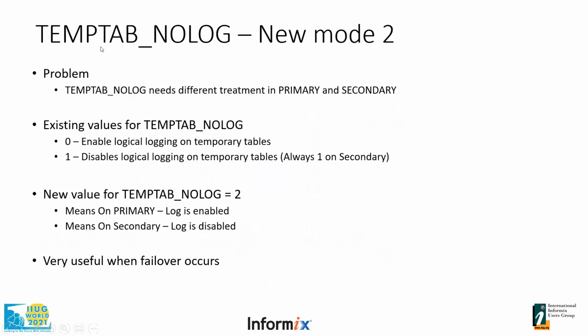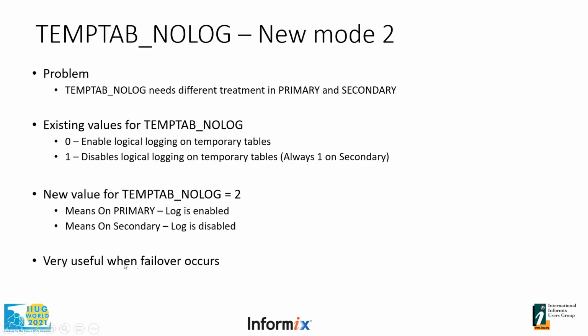The other feature extension that we did is in TEMPTAB_NOLOG, with a new mode called 2. The actual problem here is that today on the primary server, we always set it to 0 or 1, but on the secondary server, we always set it to 1, because all the logical logging on the temporary table must be disabled. That's why it's always 1 on secondary.